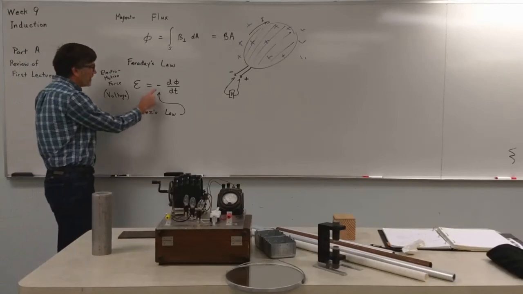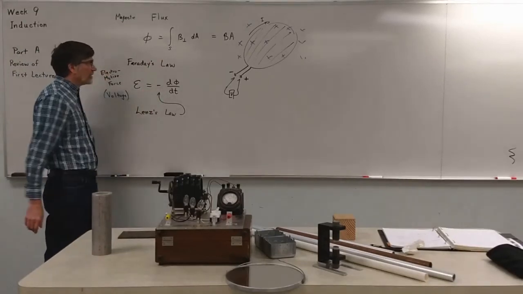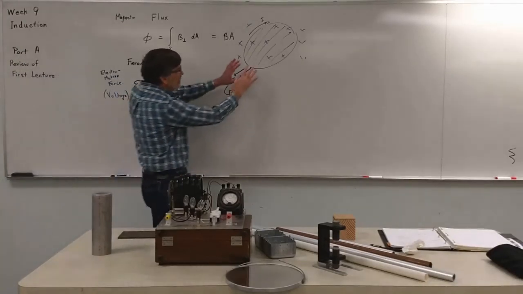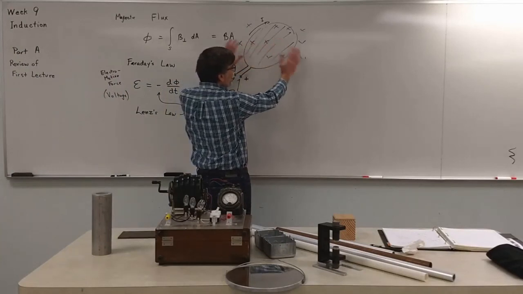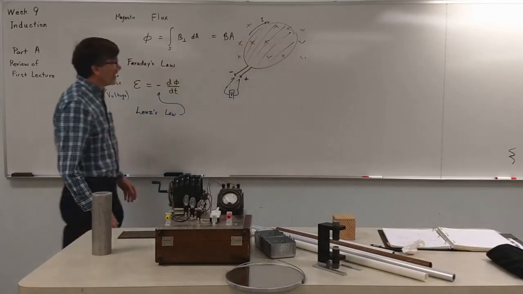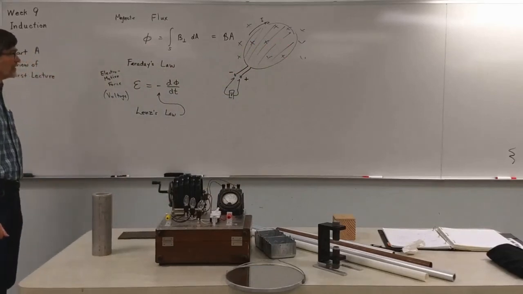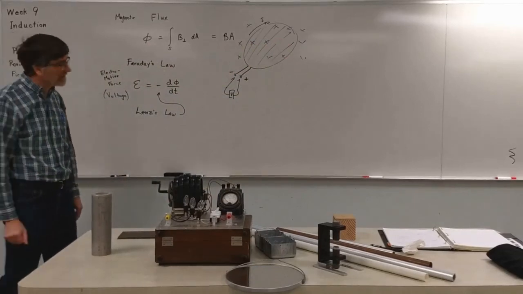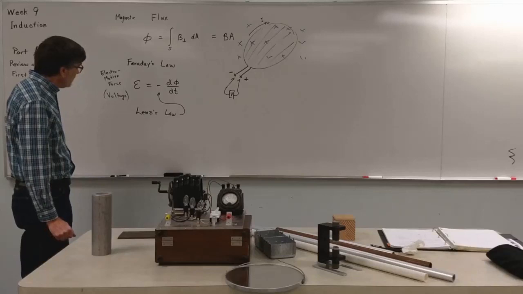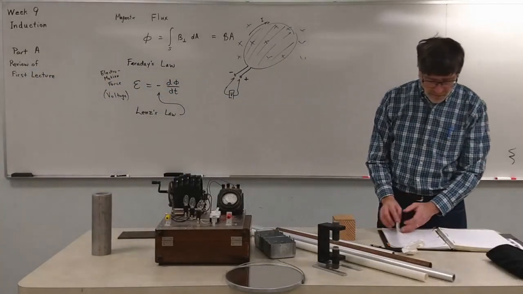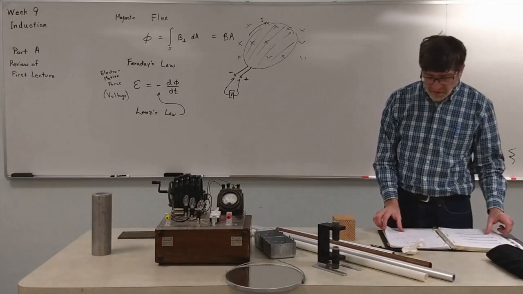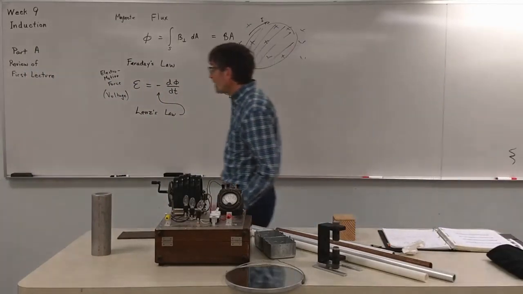Lenz's law sort of helps us remember which way it goes, and it's this idea of opposing. It only opposes the change, and it opposes the change within the loop. Outside the loop, it actually helps the change, I guess you could say, or increases it. Okay, that is sort of a recap of what I already did, and then we'll move on to some of the next sections.